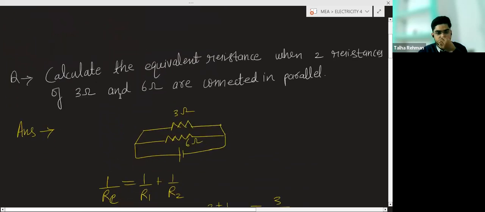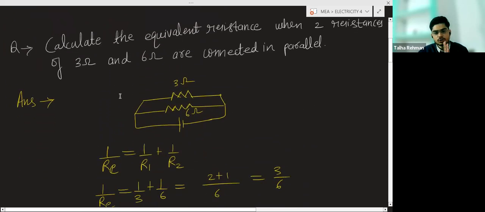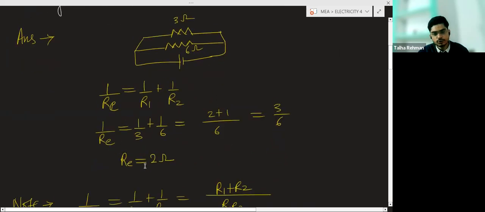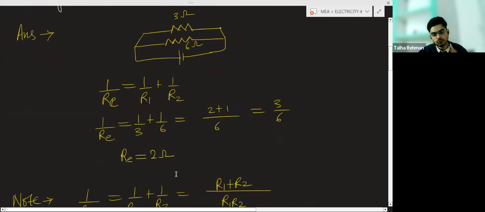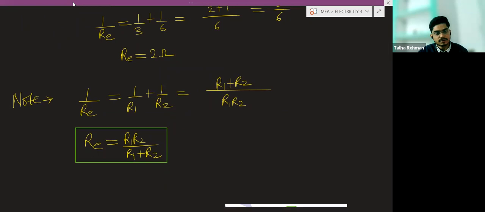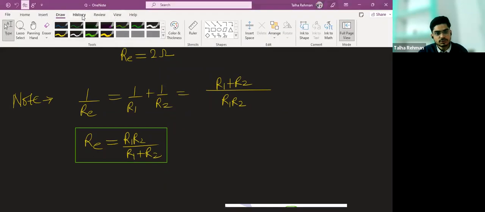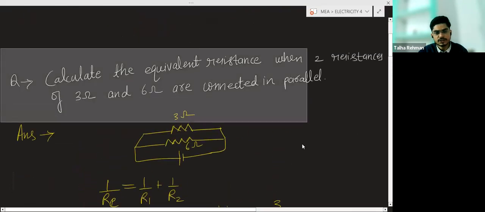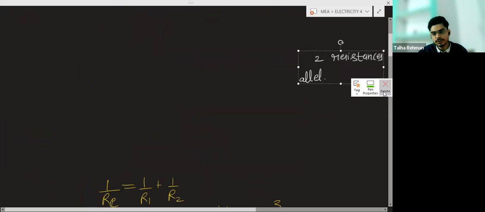Okay, so see this question. This is a very easy question. Calculate the equivalent resistance when this 3 ohm and 6 ohm are connected in parallel. You will apply this formula 1 upon R is equal to 1 upon R1 plus 1 upon R2. You will put the values and get the equivalent resistance as 2 ohm. Now, here is the important point. If two resistances are connected in parallel, this result will be used. So I am removing this question, no need to solve this.